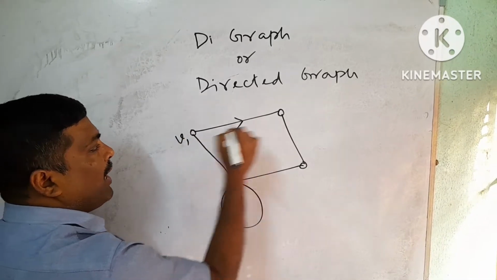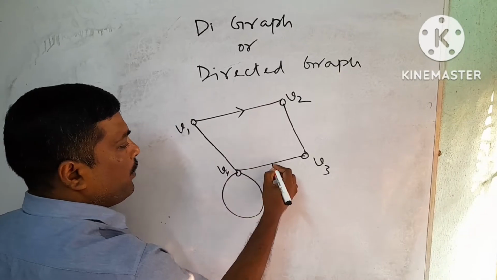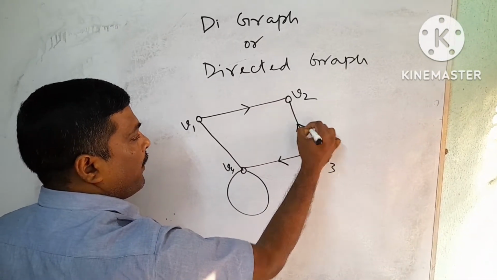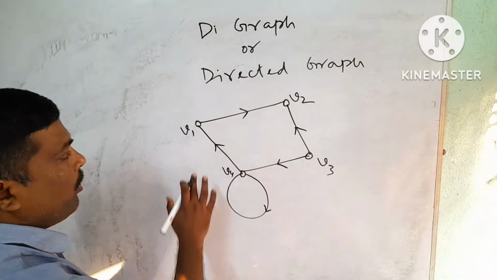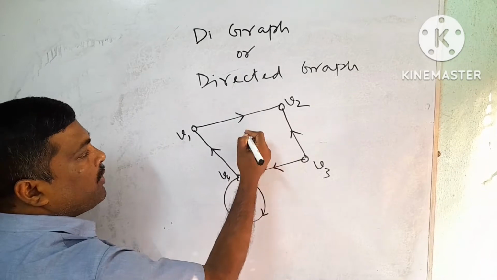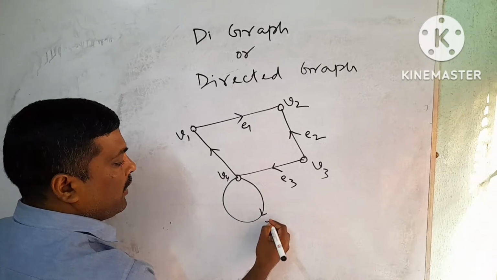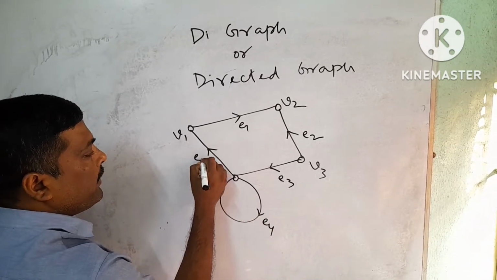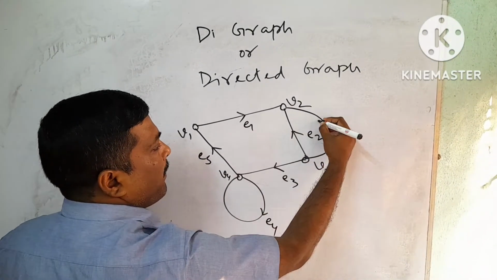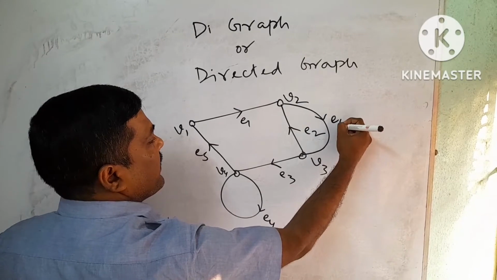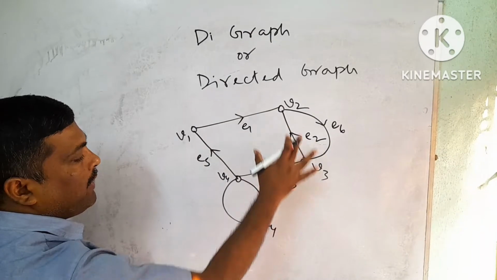Suppose this is vertex V1, this is V2, V3, this is vertex V4. This is one graph. See all the edges from V1 to V2. Suppose this is edge E1, this is E2, E3, this self loop E4, this is E5. Take one more edge, suppose E6. This is E6. Okay. See here the edges E1, E2, E3, E4, E5, E6. All the edges have direction.